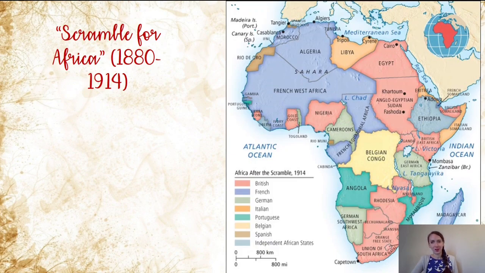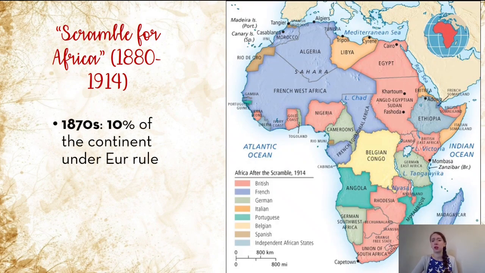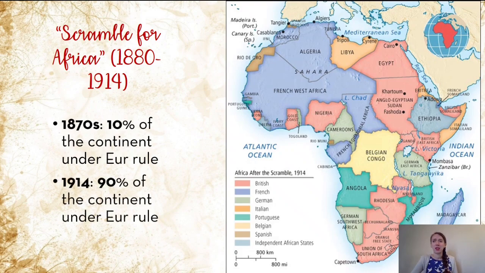Now we get to the end of the 19th century, which leads us to the question of the scramble for Africa, which is not something that was only taking place in the British Empire. It's basically European powers trying to grab as much land as they could through force and violence in Africa, with, in the 1870s, 10% of the continent under European rule, and in 1914, 90% of the continent under European rule.